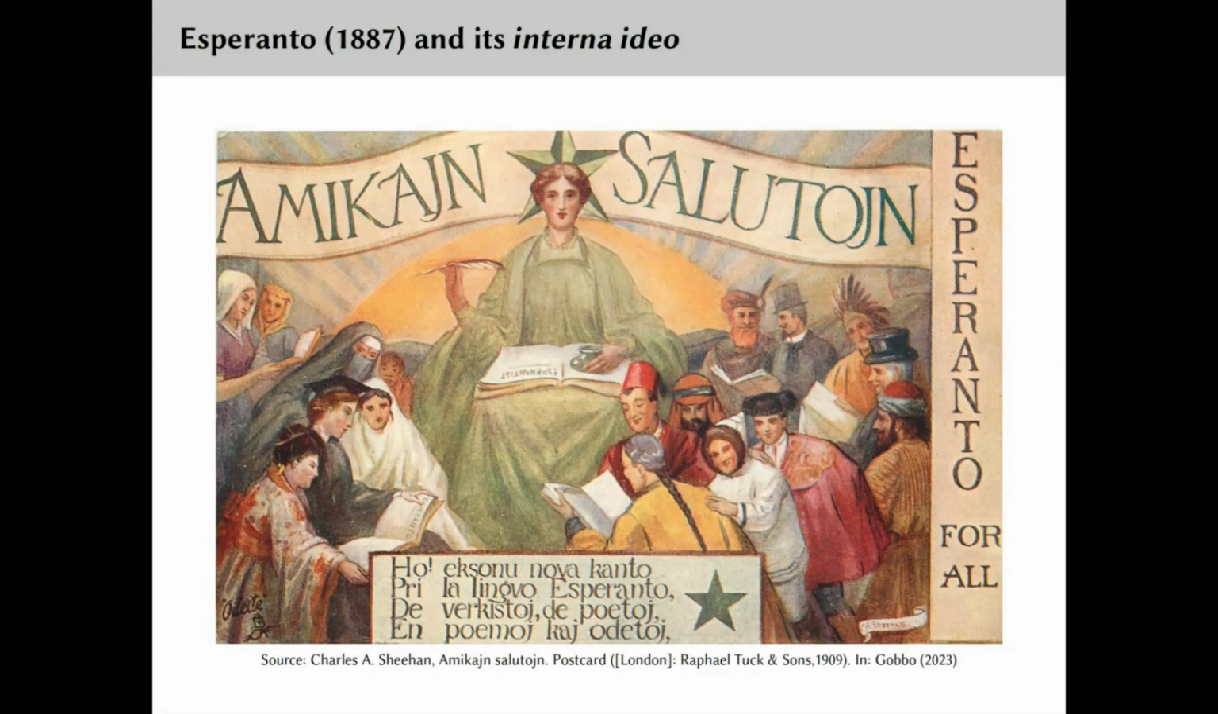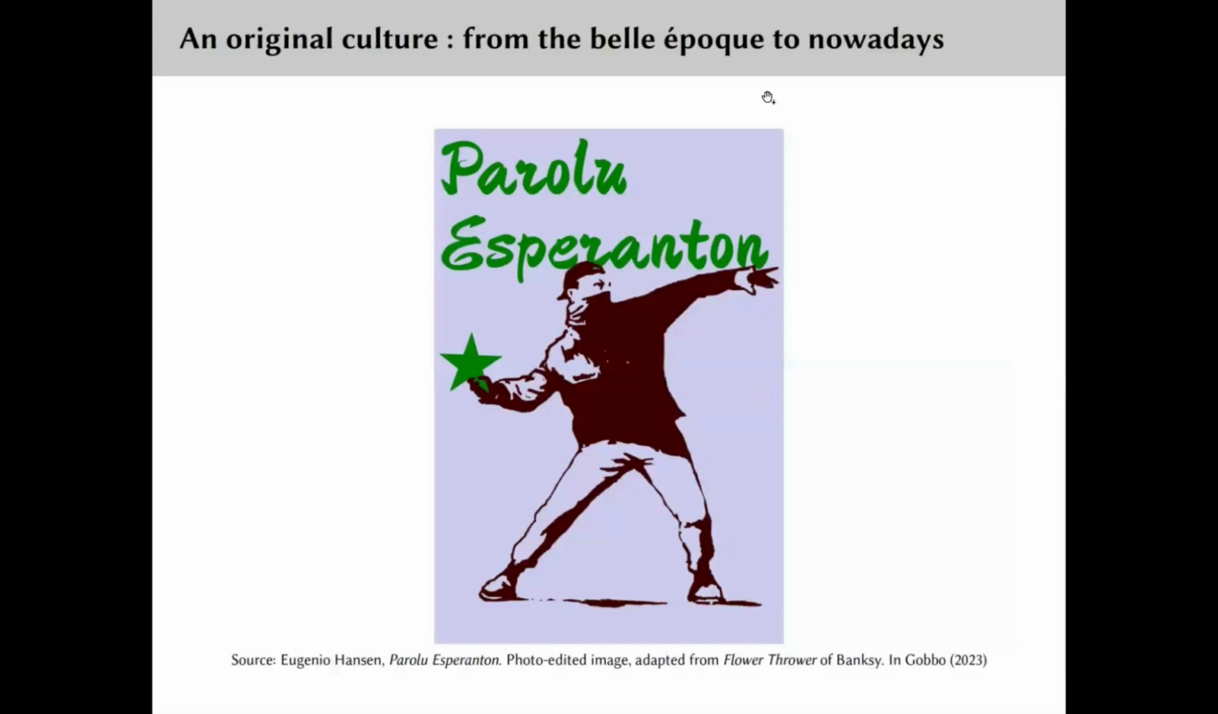So this is the idea. Esperanto is for all. It has an internal idea. The internal ideo, which means internal idea in Esperanto, is that everybody is welcome into the Esperanto community, regardless of social characteristics, class, gender, birthplace, and so on. So this is the thing. What is important is your attitude, openness, and respect of others, and openness to other cultures. So that could form an original culture that lives today, from the Belle Epoque to nowadays.